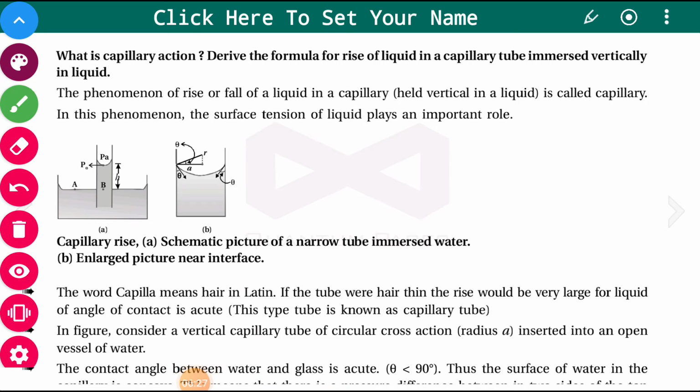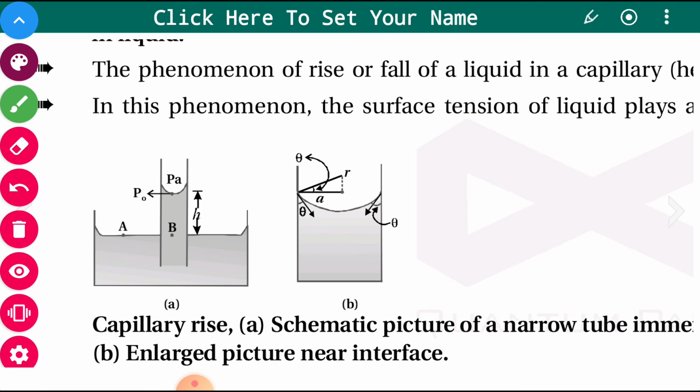Now we talk about capillary action. We derive the formula for the rise of liquid in a capillary tube immersed vertically in the liquid. Now see, here a tube is immersed in the liquid, kept vertically. This is the tube, and the liquid rises in it and makes a concave surface. Its picture is clearly shown, that this way it has become a concave surface.